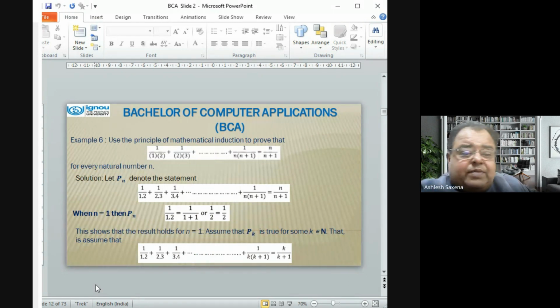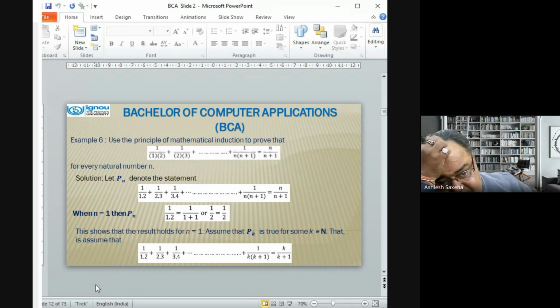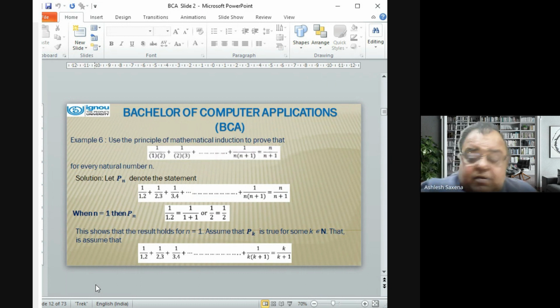We have to use the principle of mathematical induction to prove that 1 upon 1 into 2, plus 1 upon 2 into 3, plus till 1 upon n into n plus 1, is equal to n upon n plus 1. You have Pn. Pick up the question, replace n by 1. You have to do it in this part only. This is the left hand side and this is the right hand side.